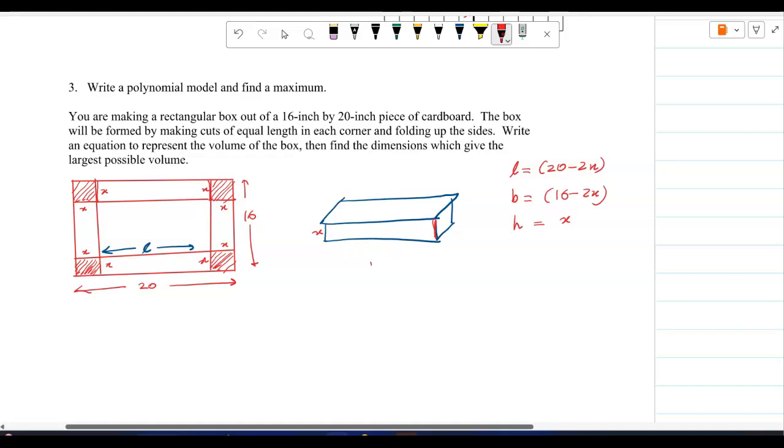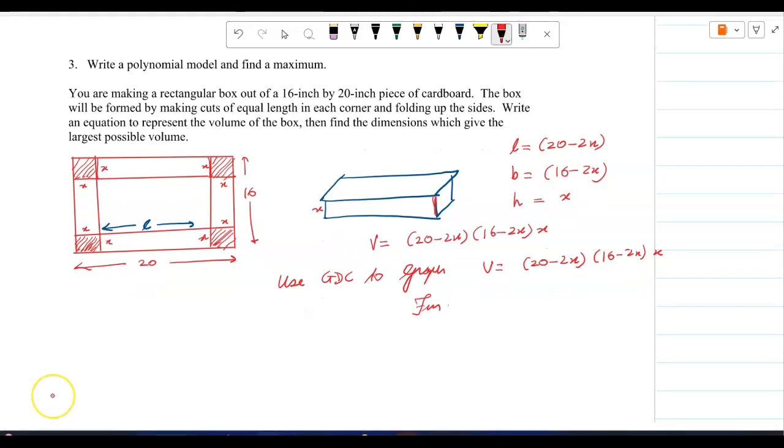So what will the volume be therefore? You multiply all three of these together, times x. Right? And find the dimension which gives the largest possible volume. So now you graph this. Use GDC to graph v is equal to 20 minus 2x, 16 minus 2x and x. You graph it and find the max.